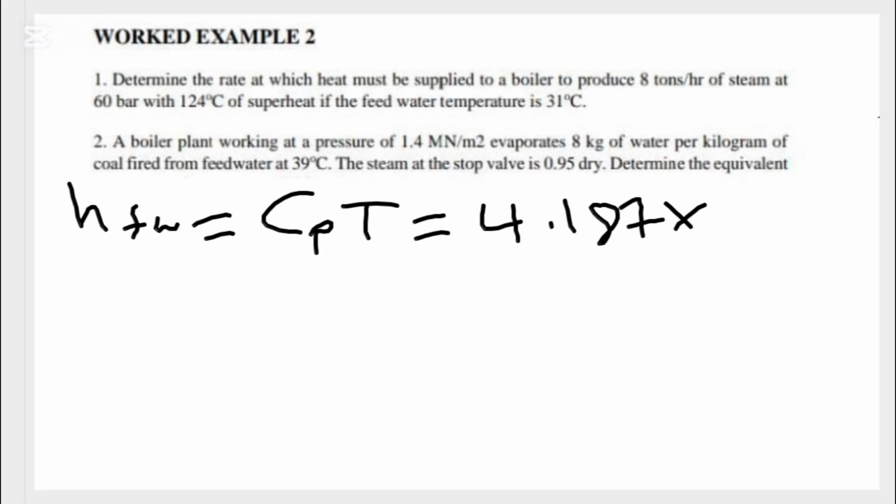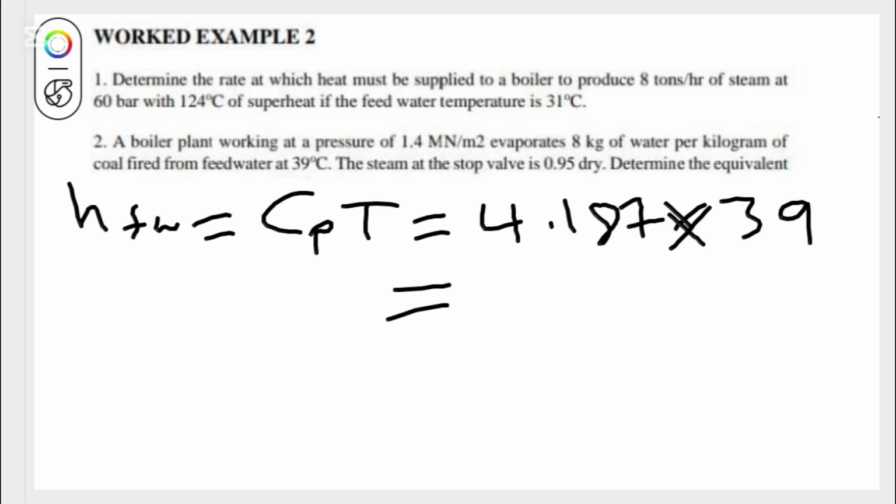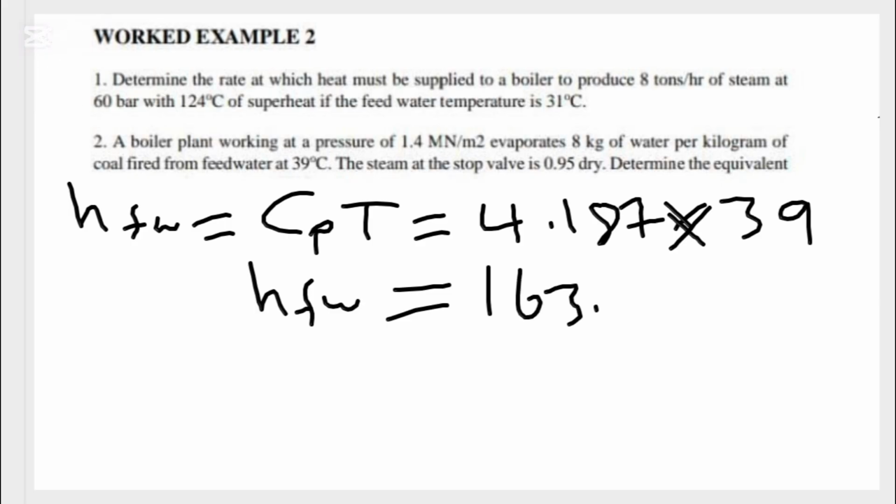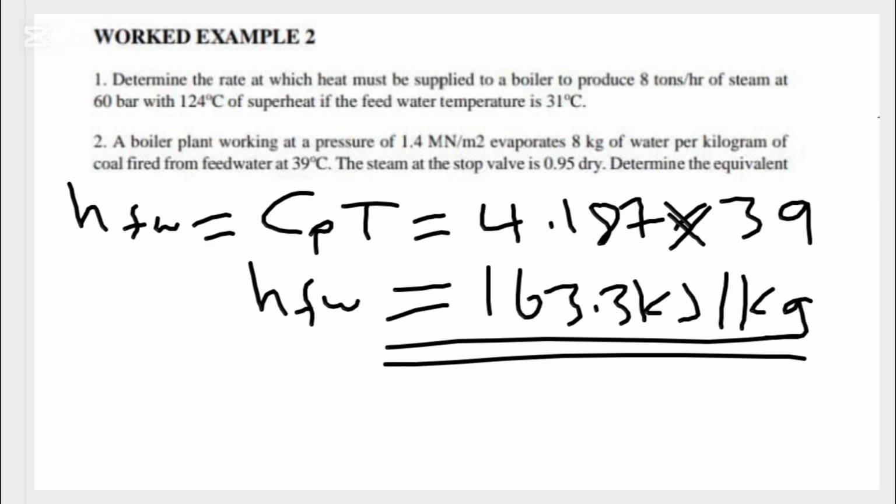4.187 multiplied by the temperature, which is 39. So I'll say multiply by 39. So what should I get? At the end, the h_fw will now be equal to 163.3 kilojoule per kg.